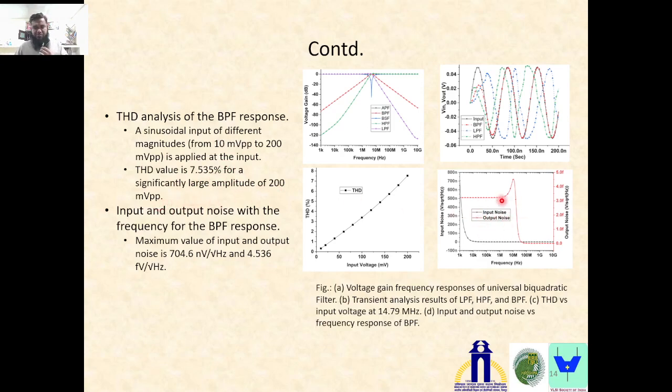This is the response for input and output noises with frequency. This is also for the band pass filter. The maximum value of input and output noise is 704.6 nanovolts per root hertz and 4.536 femtovolts per root hertz.